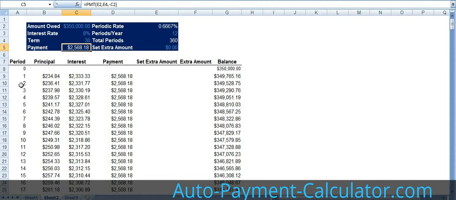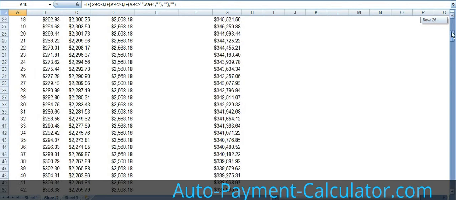Then we make the period column using this formula. If the previous balance is zero, and if the previous period number is null, then we put zero; if not null, then we do plus 1 to the previous period number, and we drag that down for 360 periods.